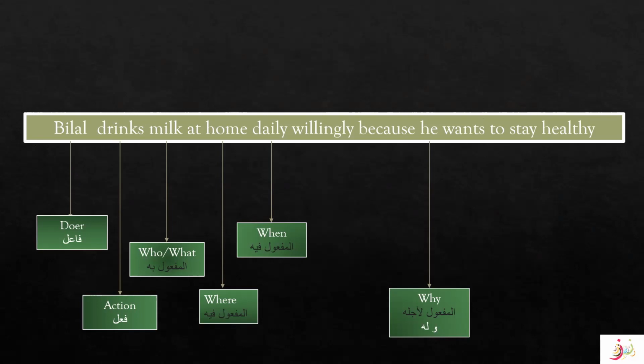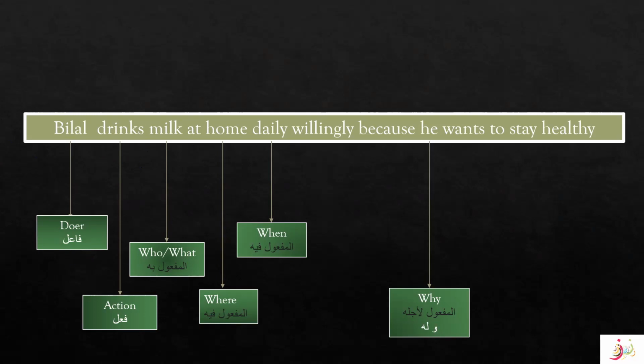Alhamdulillah, this is how we learn from Ustad Nouman Ali Khan. So, this is: Bilal drinks milk at home daily, willingly, because he wants to stay healthy. Here we can see, as we know, that after fa'il and fi'l, we have our maf'ul. So what is our fa'il and fi'l here? Our fa'il is Bilal. This is the doer, always rafa. Drinks is our action, our fi'l, right? And as I already mentioned before, all the other things after fa'il and fi'l are details.